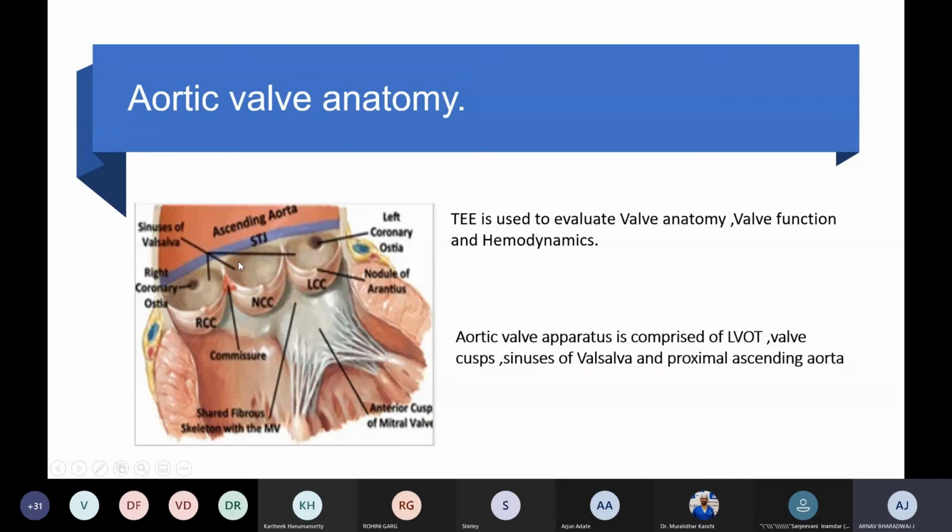So it forms three cusps and they are named according to the origin of the coronary arteries: right coronary cusp, which contains the right coronary ostia, left coronary cusp, which contains the left coronary ostia, and non-coronary cusp, which doesn't have anything. The body of the cusp is called lunula, and at the coaptation point in the center, there will be a bulge that is called the nodule of Arantius.